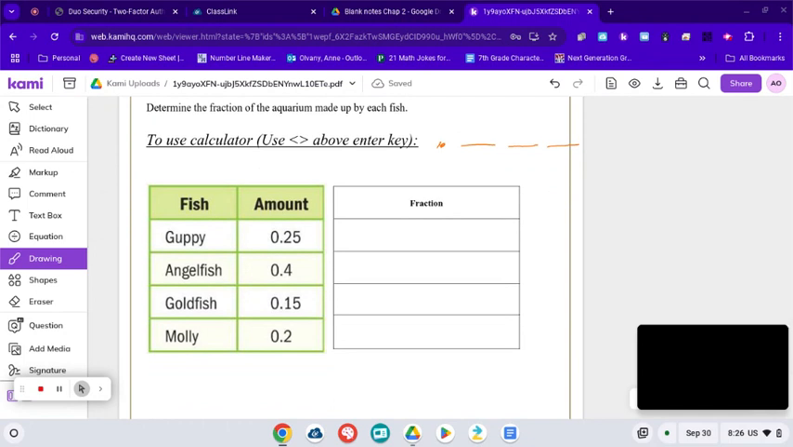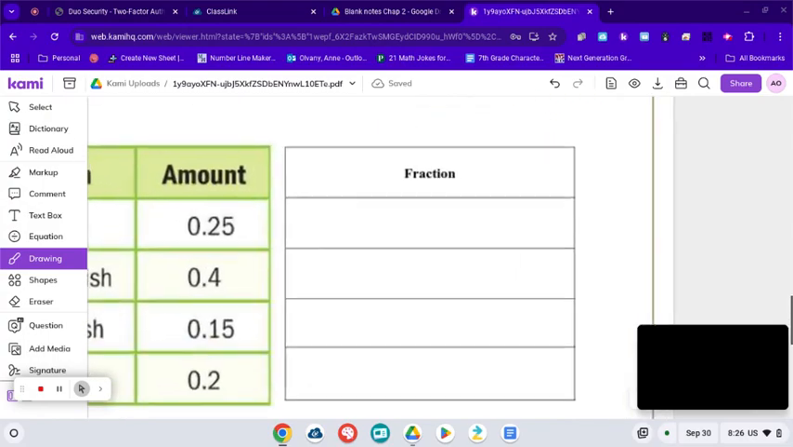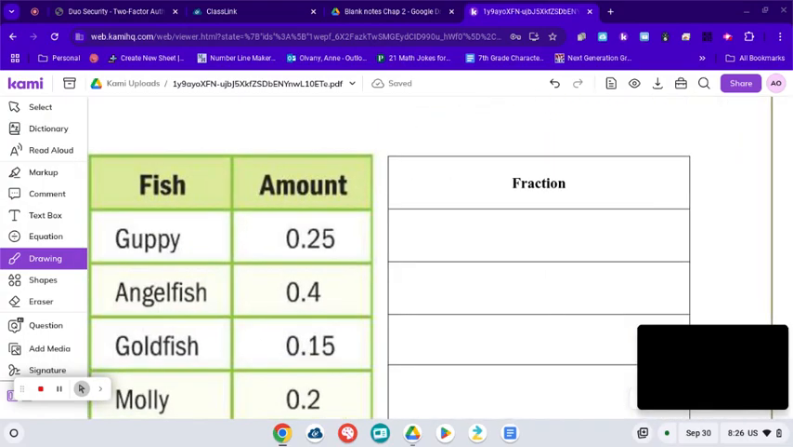So let's take a look at what we have here. We have some fish and we have 0.25 guppies. All right, how do we write that as a fraction? It's hard in this little spot. Let me try and make it bigger. All right, well, if we think about what 0.25 means, this is the tenths and this is the hundredths. So this means 25 hundredths. And we can reduce that by dividing by 25, because we know that in 100 cents, how many quarters are there? 4. So this would be 1/4.